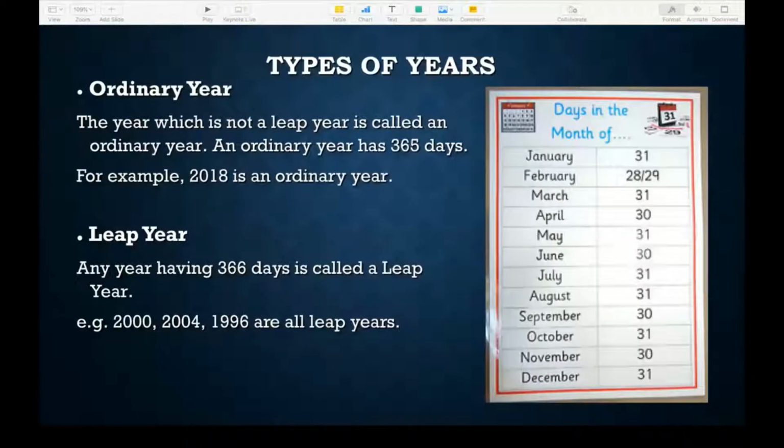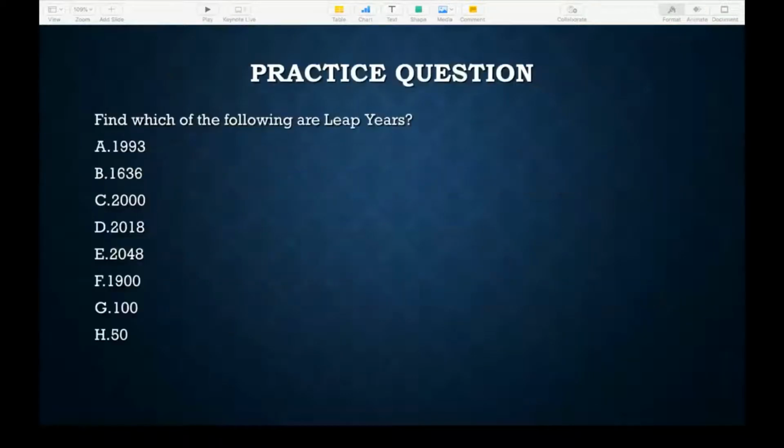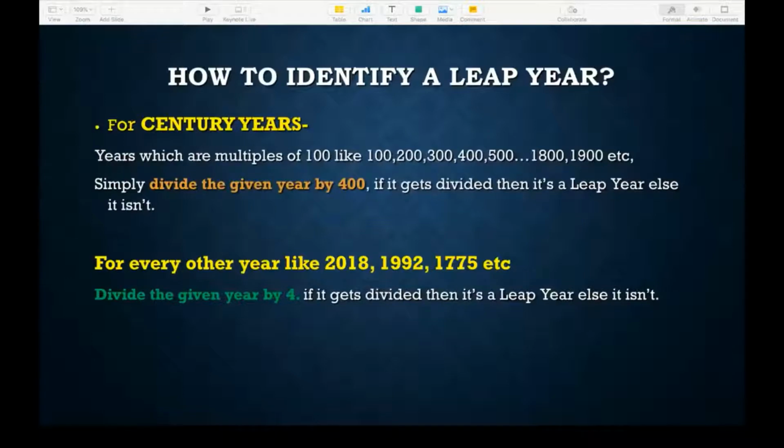So here are some questions for you. Quickly tell me which of the following are leap years. Just tell me the option, okay? Which of the following are leap years? And what is the condition? You remember the condition? For century years, divide by 400; for every other year, divide by 4.